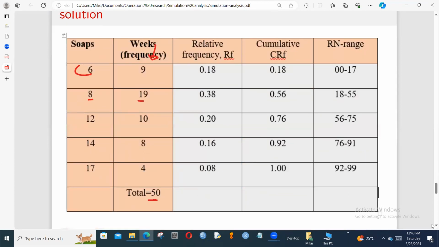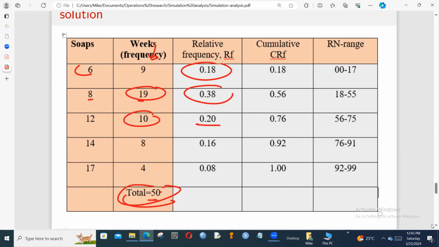So 9 over 50 gives us 0.18. 19 over 50 gives us 0.38. 10 over 50 gives us 0.2. 8 over 50 gives us that. 4 over 50 gives us that. So this relative frequency will now serve as the proportion.